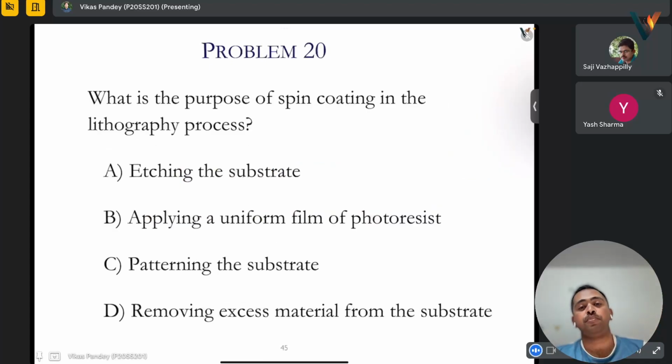What is the purpose of spin coating in the photolithography process? Etching the substrate, applying a uniform film of photoresist, patterning the substrate, or removing excess material from the substrate.